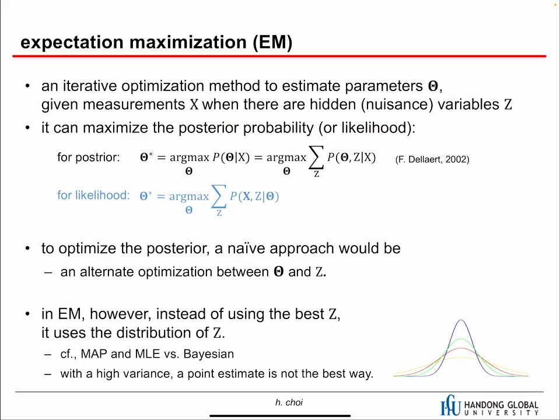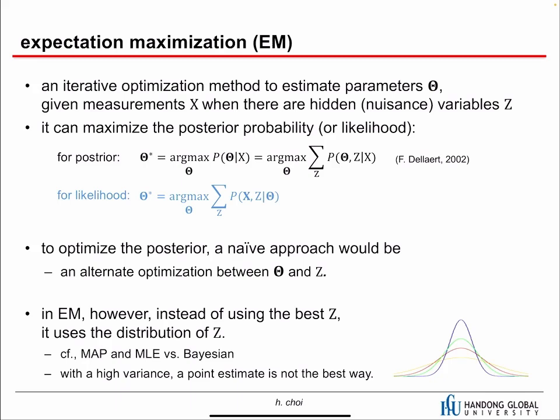But these assignment and update steps have different names, because when we derive the equations, we have an expectation step and a maximization step. That's why we call it the EM algorithm, the expectation maximization algorithm. But basically, this EM algorithm is quite similar to the k-means algorithm. It is a more generalized version of the k-means algorithm.